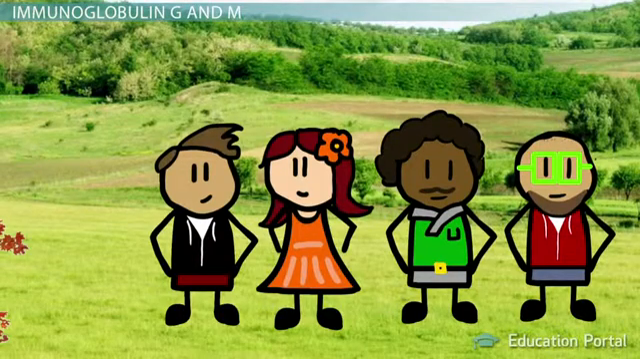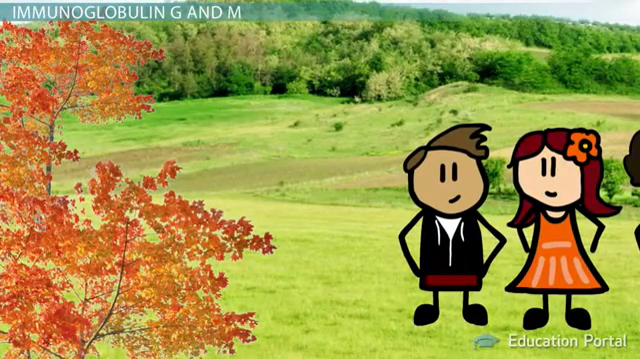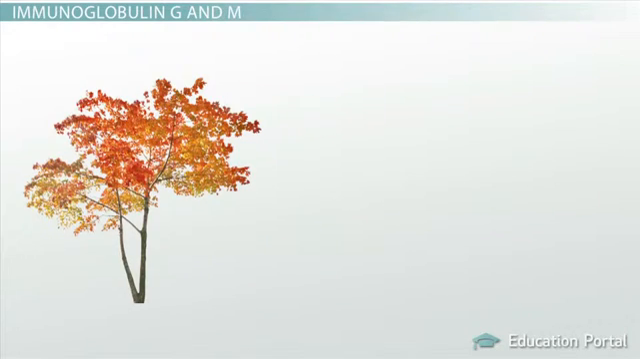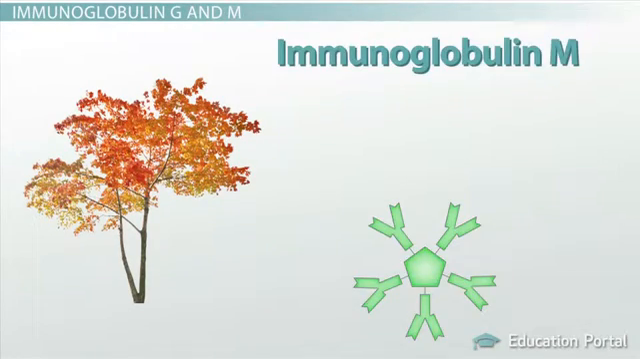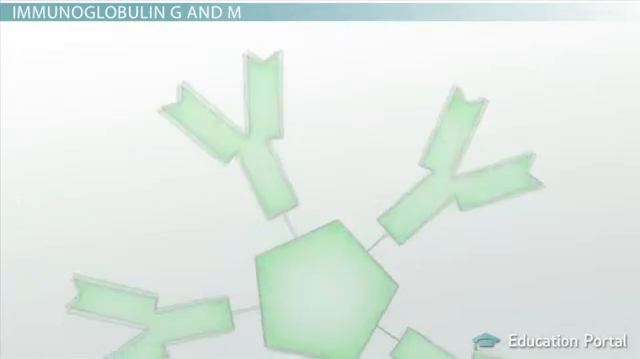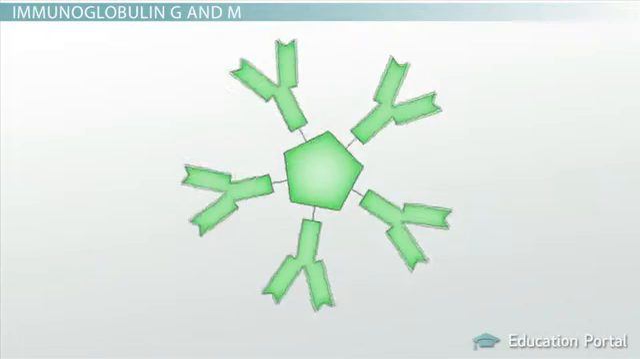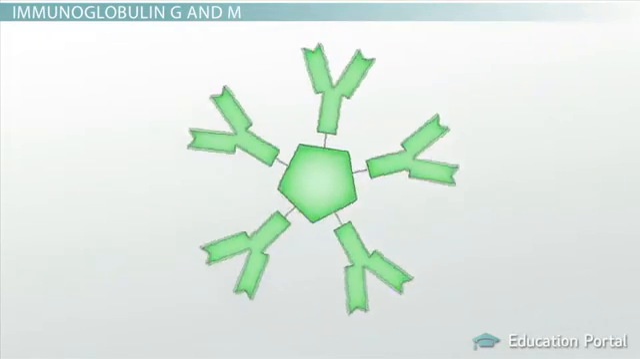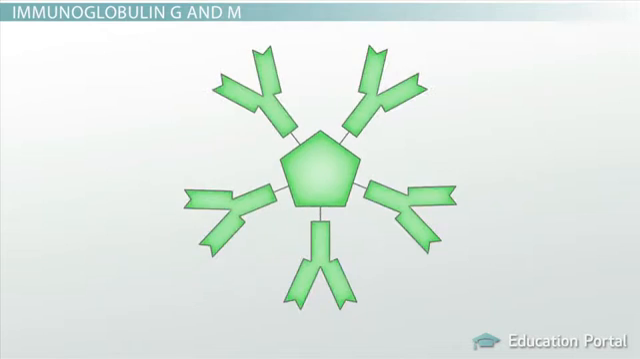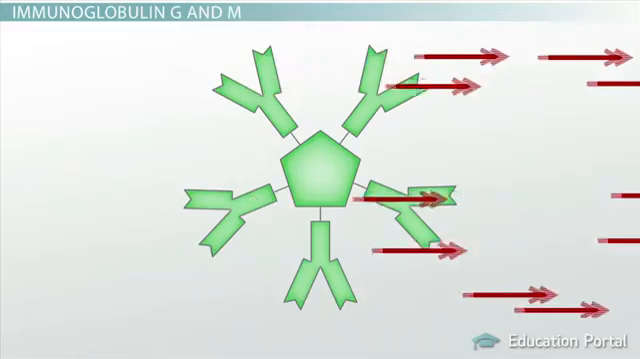As we continue to scan the beautiful field, we notice that there are giant maple trees standing here and there. These big maple trees represent immunoglobulin M, or IgM for short. This is the largest class of antibody and the first to be produced during an immune response. IgM is truly gigantic. You can basically think of this antibody as 5 IgG molecules stuck together in a circle. That means there are a total of not 2, but 10 binding sites.